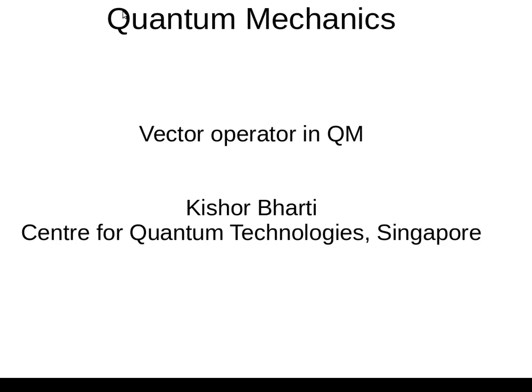Let's talk about vector operators in quantum mechanics. So in classical mechanics, we know that a vector v is any quantity which has d components if we are living in d-dimensional space, and the components vi transform as the summation over j of rij vj, where rij are the matrix elements for rotation. But how do we characterize vectors in quantum mechanics? Or more precisely, how do we characterize vector operators in quantum mechanics?